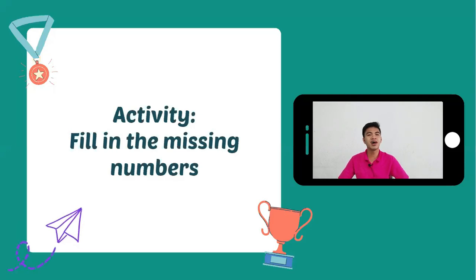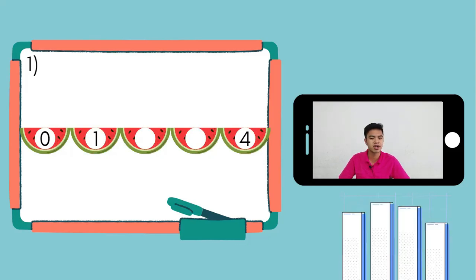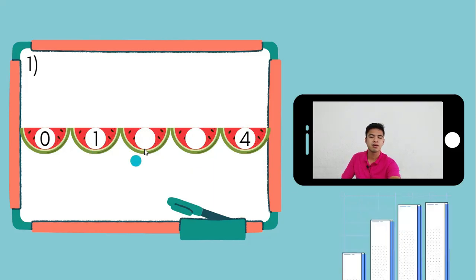Very good. So now we're going to do another activity. We're going to fill in the missing numbers. Okay, so we have here a group of numbers, and then we're going to fill the missing numbers on it. It's like a sequence of numbers. So let's go and try it. We have 0, 1, blank, blank, and 4. What do you think are the numbers that are missing there?